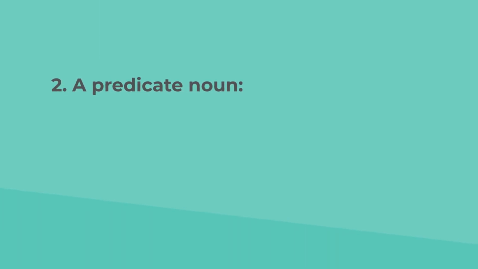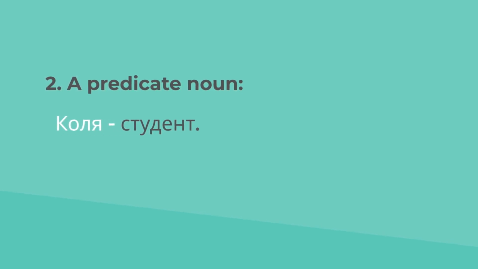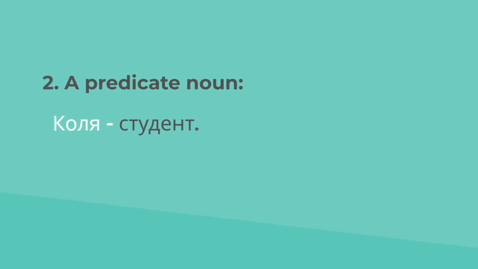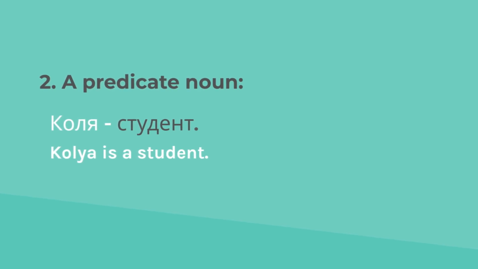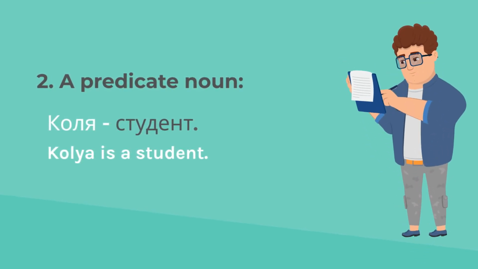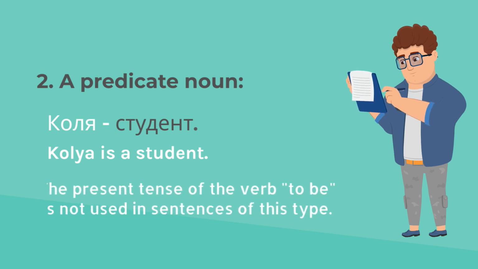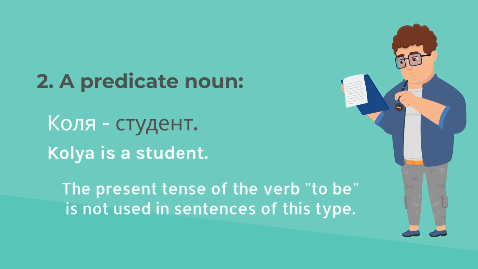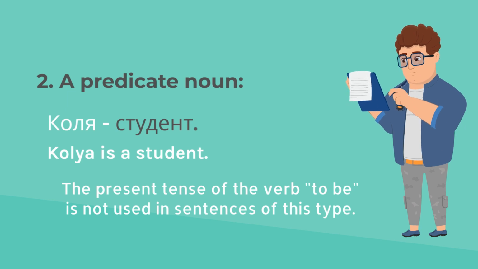A predicate noun. Коля – студент. Коля is a student. Student is a predicate in the nominative case. Notice that the present tense of the verb to be is not used in sentences of this type.